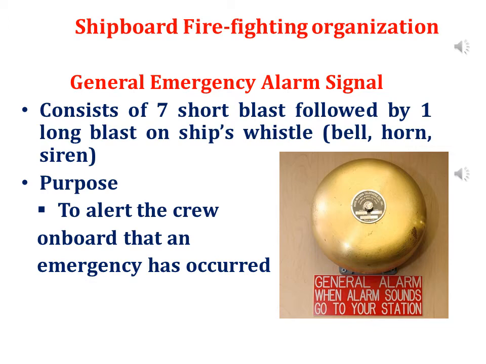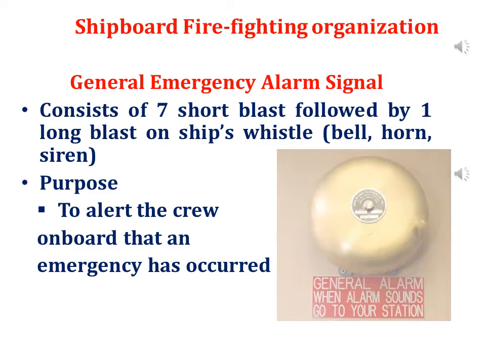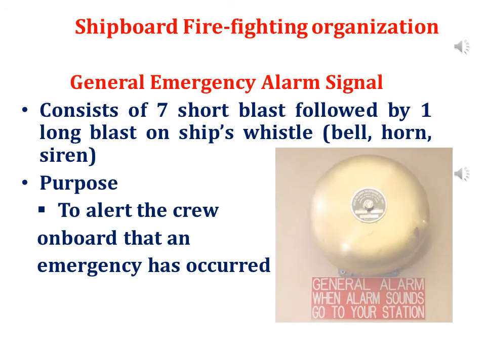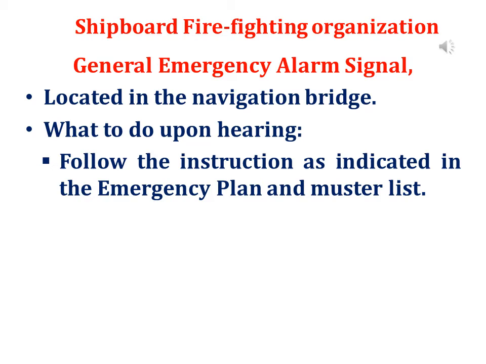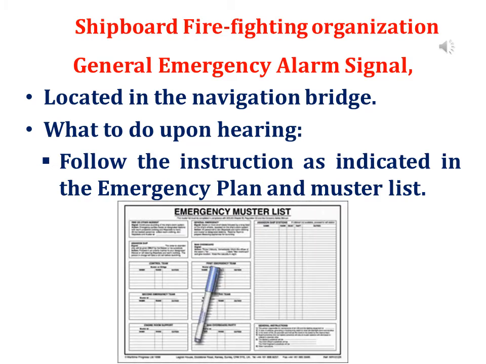Shipboard Firefighting Organization, General Emergency Alarm Signal. Consists of 7 short blasts followed by 1 long blast on ship's whistle, bell, horn, siren. Purpose: to alert the crew on board that an emergency has occurred. General Emergency Alarm Signal, located in the navigation bridge. What to do upon hearing: follow the instruction as indicated in the emergency plan and muster list.